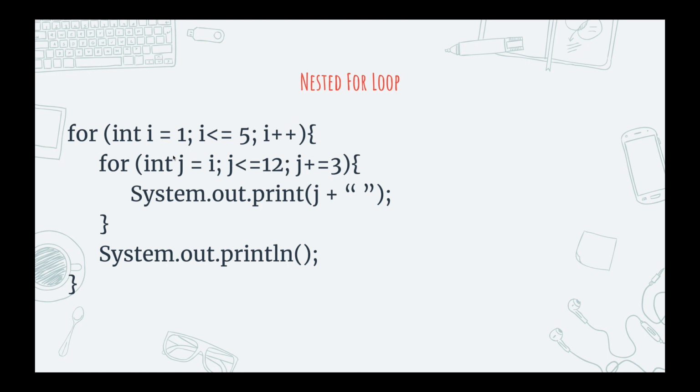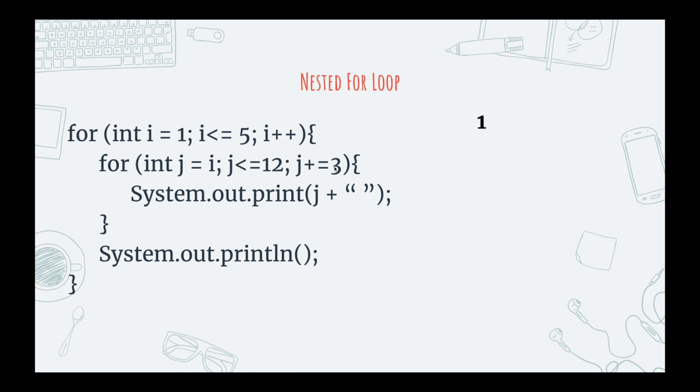Alrighty, so now we have another for loop within our for loop. So what we do is we tackle this one by one. Integer j is equal to i. So i at this moment of the program is 1, so integer j is 1. Is j less than or equal to 12? Yes, it is. So it prints out 1.